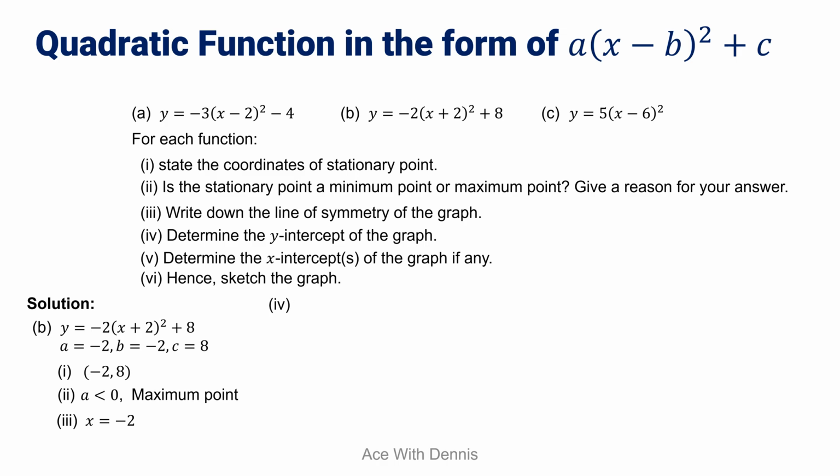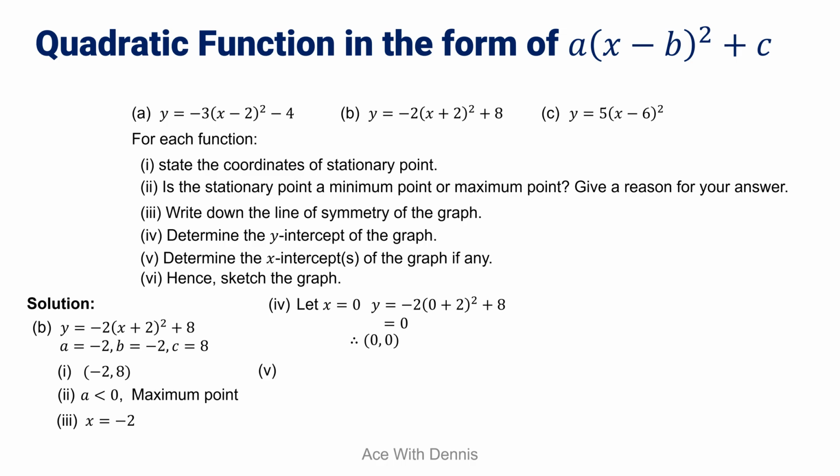Number 4, to determine the y-intercept, we let x equal to 0. Hence, the equation becomes y equals -2(0 + 2)² + 8. Calculate the value, we get 0. Hence, the y-intercept is at the origin (0, 0).